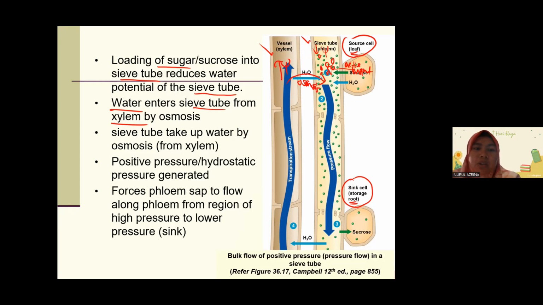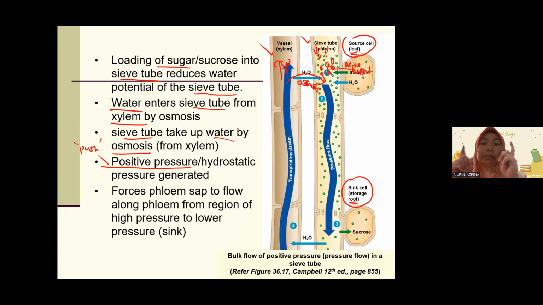So the sieve tube takes up water by osmosis from the xylem, and this will create positive pressure, or hydrostatic pressure. Remember, positive pressure means push. Just imagine you have the phloem, and this is the xylem. Your phloem has a low water potential, so water from the xylem will diffuse by osmosis into the phloem. Just imagine what happens: your phloem sap will be pushed down.